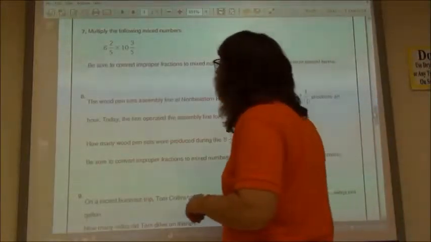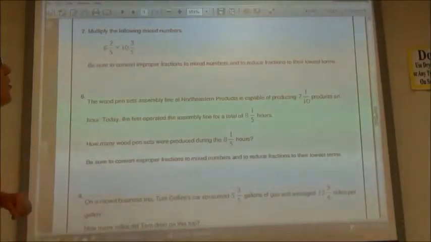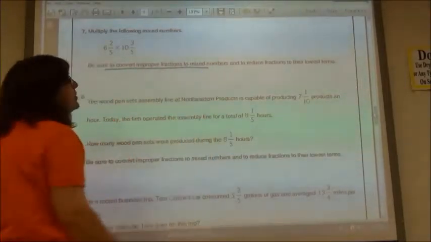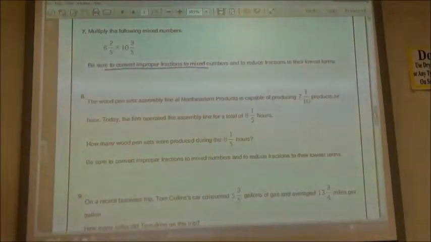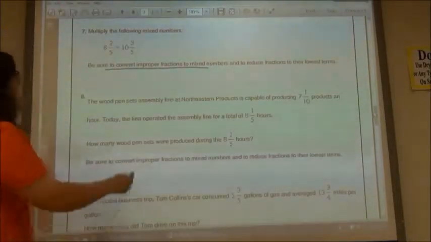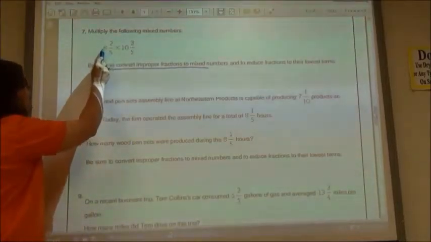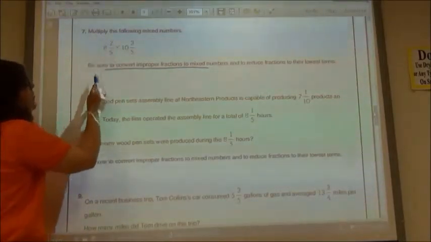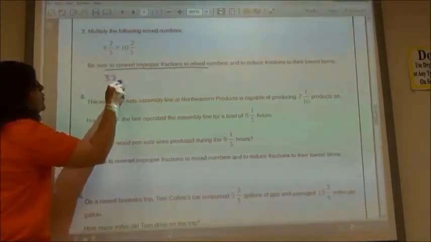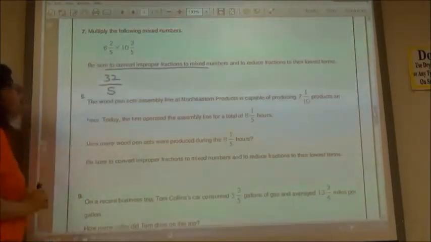Number 7, we are multiplying mixed numbers. When we multiply or divide mixed numbers, we have to convert them to improper fractions first, before we can do our multiplying and dividing. So when I convert this to an improper fraction again, I'm taking the denominator times the whole number and adding the numerator. 5 times 6 is 30, 30 plus 2 would be 32.